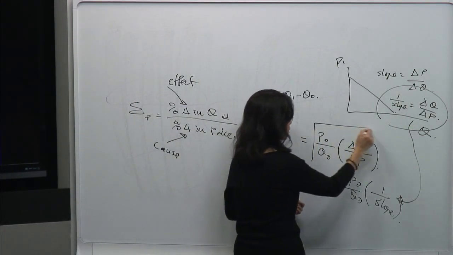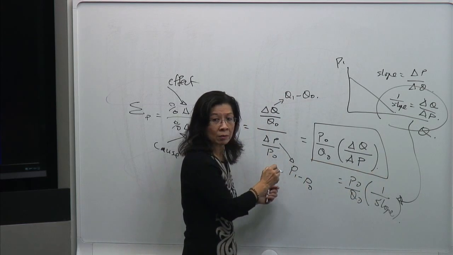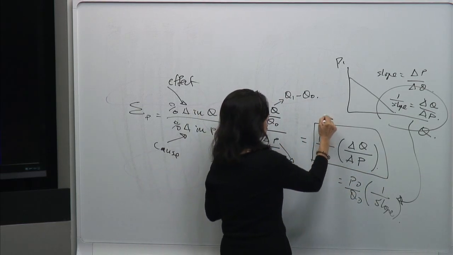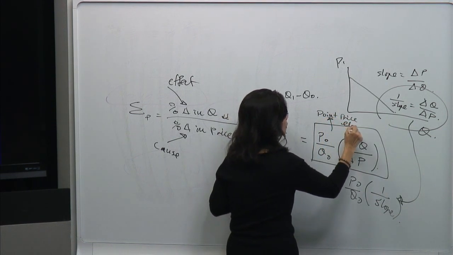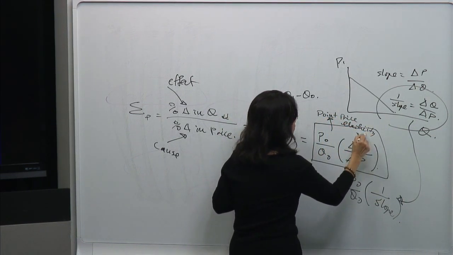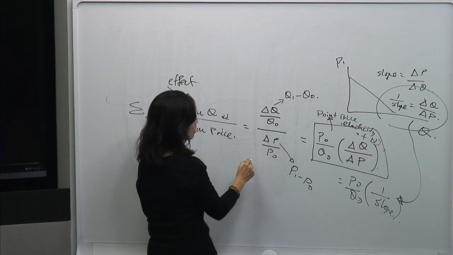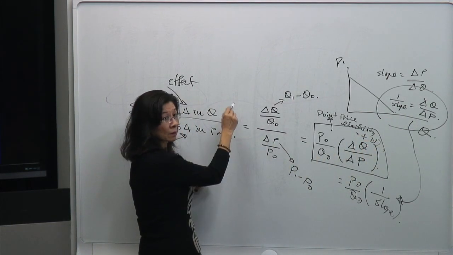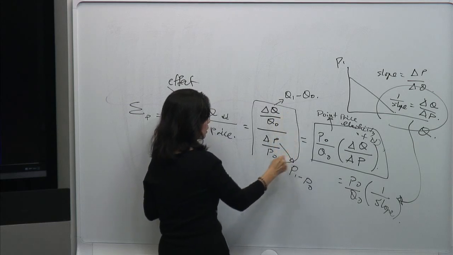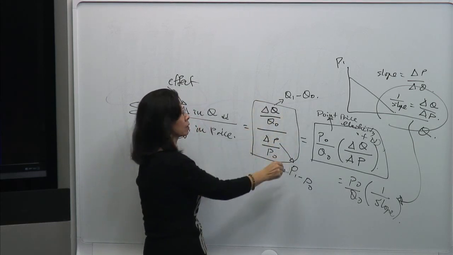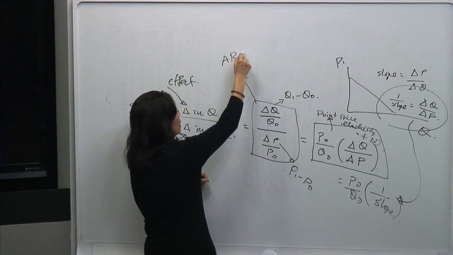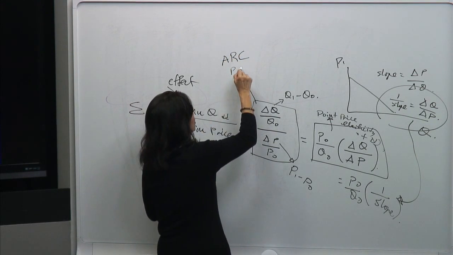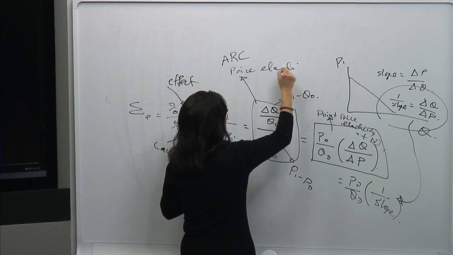This is an easier calculation. We have a name for this. What is it? Point price elasticity of demand. And this is a little bit more elaborate because you need two sets of P and two sets of Q, and we call this calculation arc price elasticity of demand.